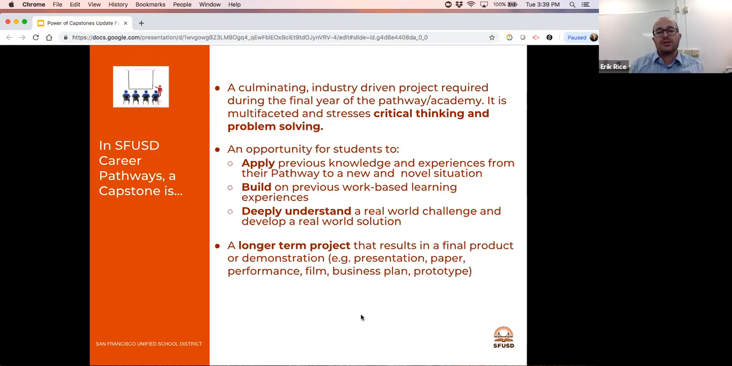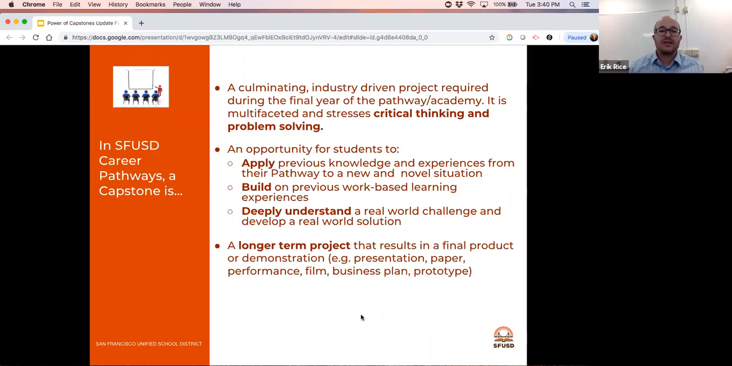And something that really pushes on their ability to deeply understand a real-world challenge. And again, that becomes all the more doable if it's building off of a real experience they've had out in the community, not something that's just been supported within a classroom context.